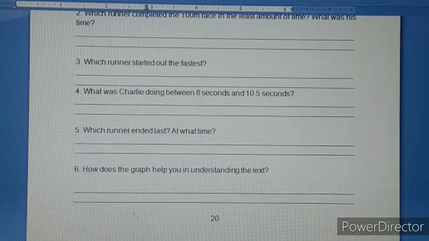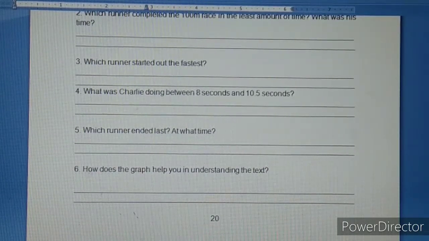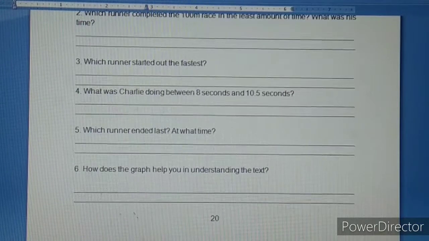Now let's move on to the last question for task 3. And this time your answers may vary. So this time you are going to give your own opinion. Number 6. How does the graph help you in understanding the text?